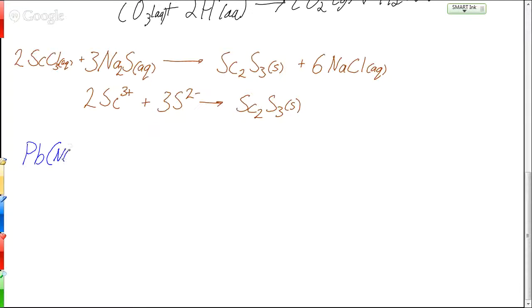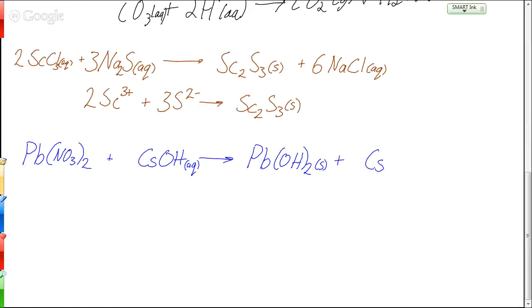And then the last one, I've got lead nitrate, lead(II) nitrate, and cesium hydroxide. Did I get those right? Yeah. Okay, what's the likely precipitate here? Yeah, probably lead hydroxide. And then that leaves cesium nitrate.